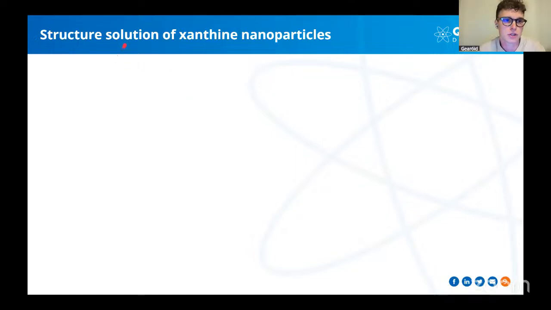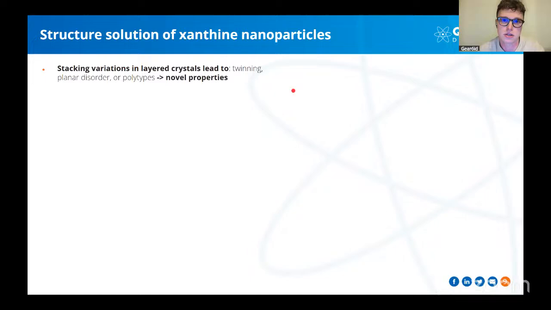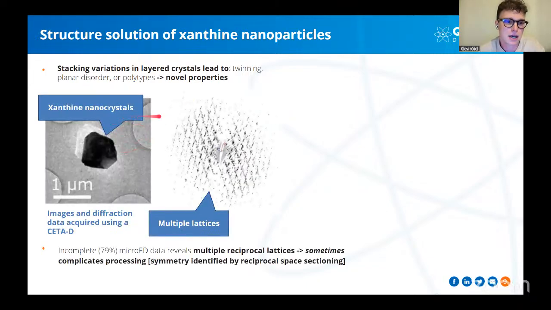What she was doing is looking at obtaining a structure solution for xanthine nanoparticles. These xanthine nanoparticles are layered crystals, and in these layered crystals, you can have stacking variations, which can lead to things like twinning, planar disorder, and polytypism. These things can lead to novel properties. And of course, especially for pharmaceuticals, you want to know if these properties are harmful or beneficial. So she went about obtaining a structure of these xanthine nanocrystals.